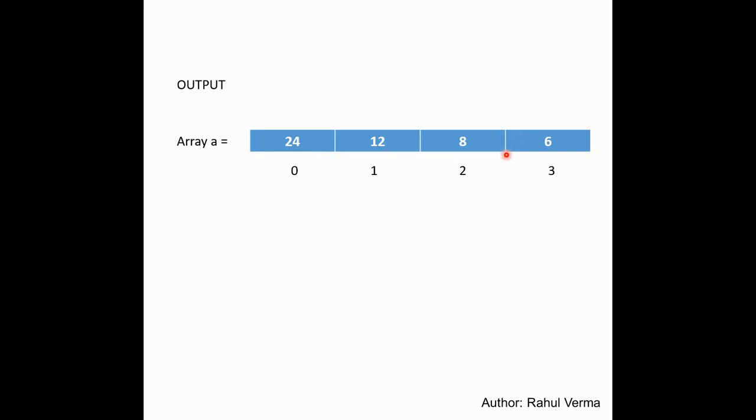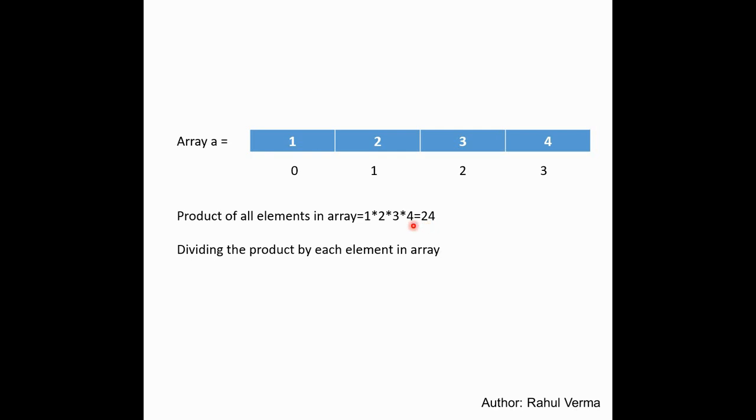So for this I will apply a logic. This was my input array. So first of all I will take the product of all the 4 elements of my array. So the product of all the elements in the array is 1 into 2 into 3 into 4, which is 24. So I will take the product and store it in some variable, and after that I will divide this product by each element in the array.